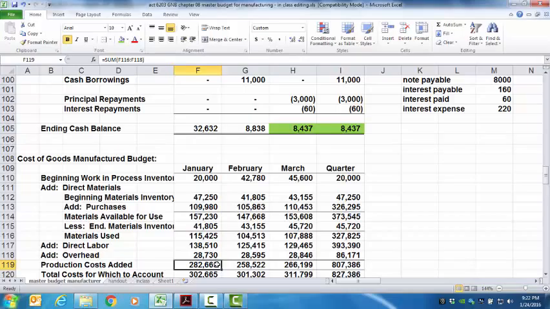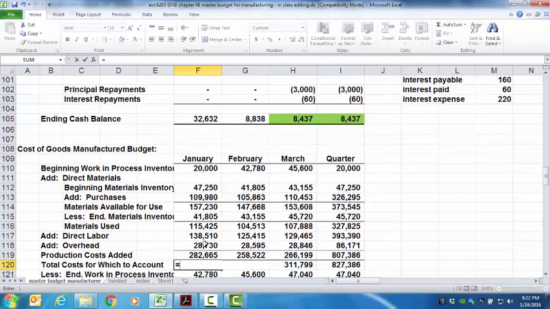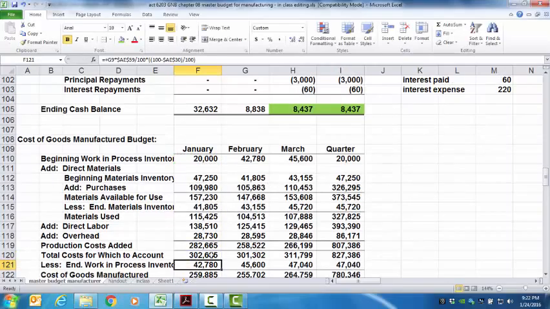Now here's where the next mistake people tend to make. When it says, what are your production costs added, you just want the materials, labor, and overhead. But again, people that use the auto sum sometimes just highlight all that and add it in, and of course that gets an error. So make sure you don't do that and only add the 3 costs. Then, to get the total cost for which to account, you're going to take your production costs and add that to what you started with, the beginning work in process. And that will yield you the 302.